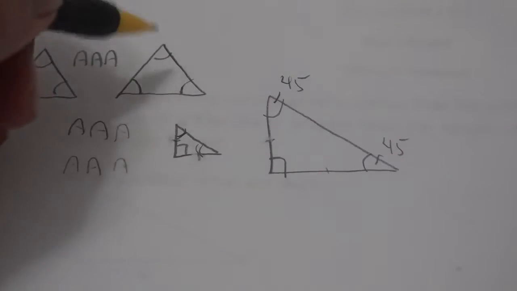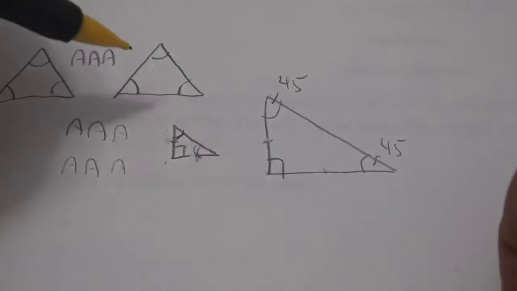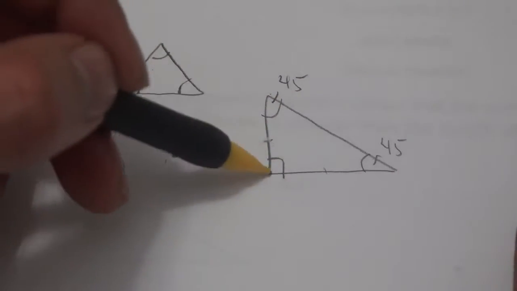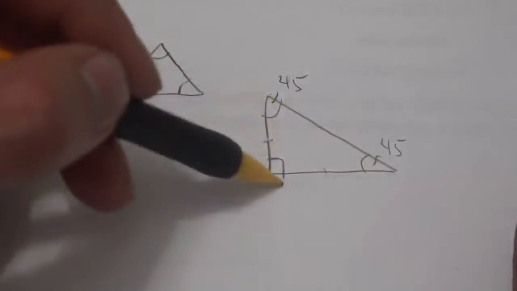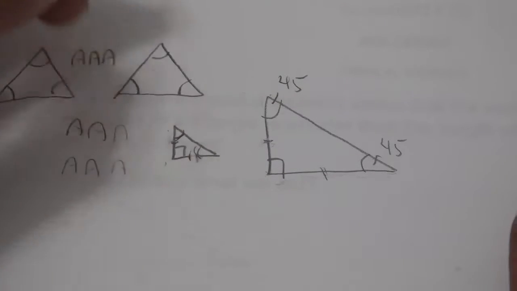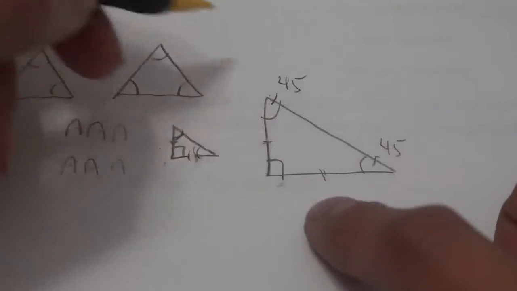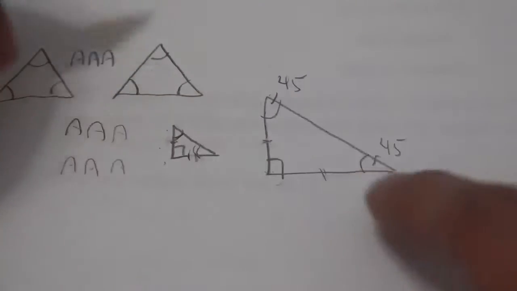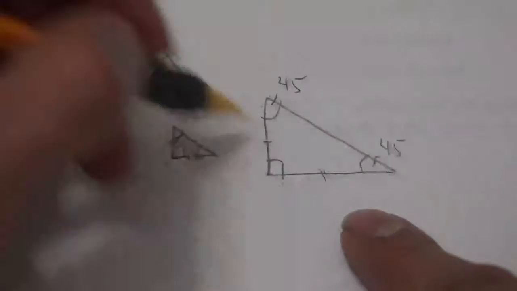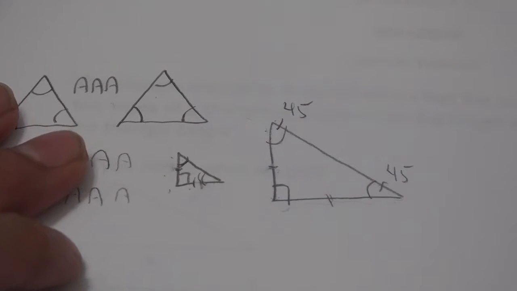Now, just because all the angles are congruent doesn't mean that they have to have the same everything. This is a right isosceles triangle. This side is congruent to this side, and this side is congruent to this side, but they're not the same length. So angle, angle, angle does not prove triangles congruent. It only proves that they are similar, meaning that they have the same shape but not necessarily the same size. What else do you need to know?